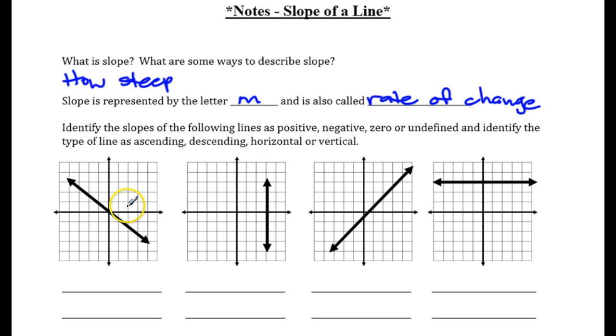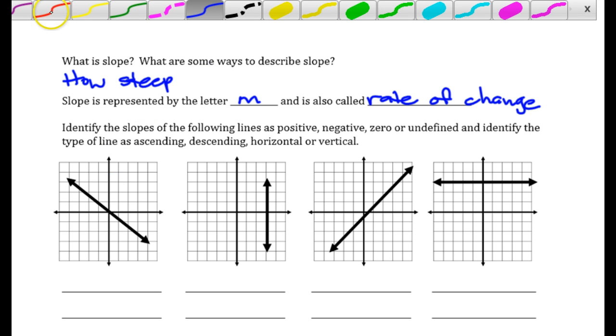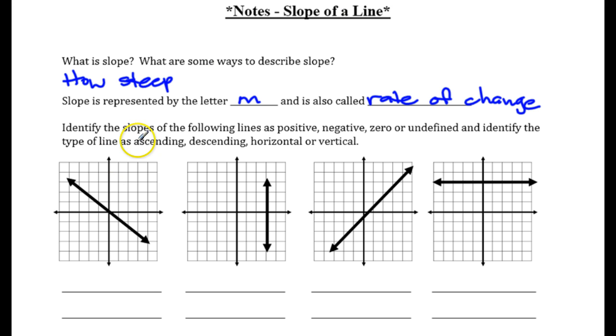The key thing to remember here is you want to read the line just like you read words, left to right. So if I put a little guy here, he has to go this way. If I read the line like that, this line is going down. That is a descending line. Now this one is a vertical line. It's going perfectly straight up and down.